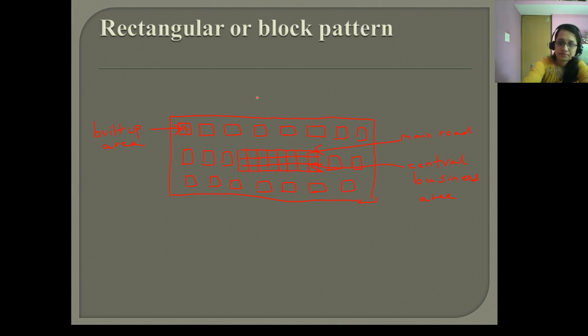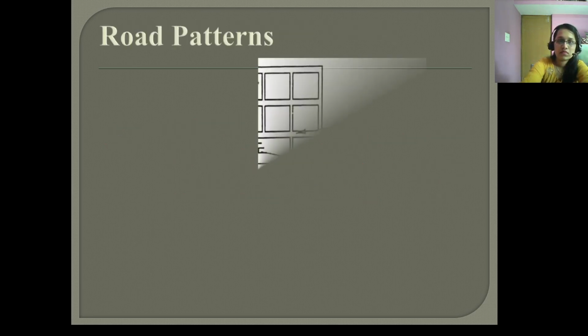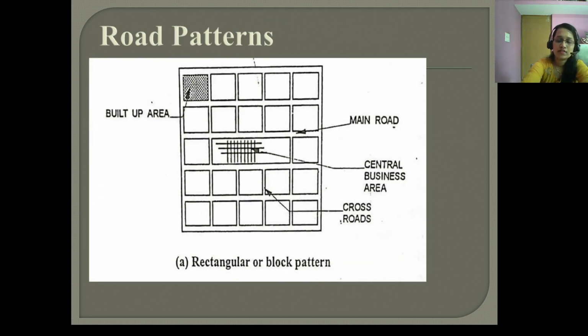You can see here more detail. As I told you, this is the central business area, the main road. You can see this is the main road. This is the central business area. So the main road is wider, which passes through the center of the area, and other roads connecting to it are narrow roads.